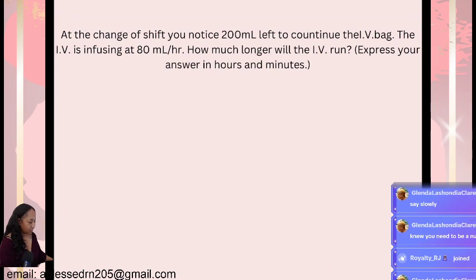So let's see. IV infusion time. Okay. So here we go. Did you know if you push IV steroids too quick, you can make the genitals burn? Yep.